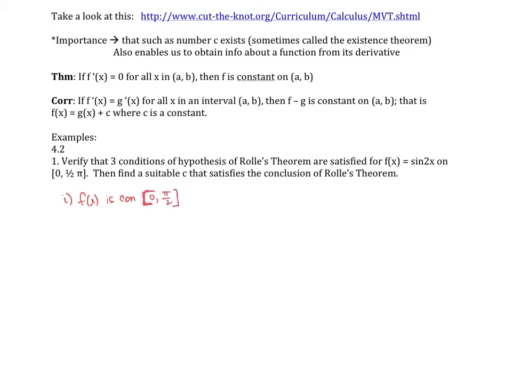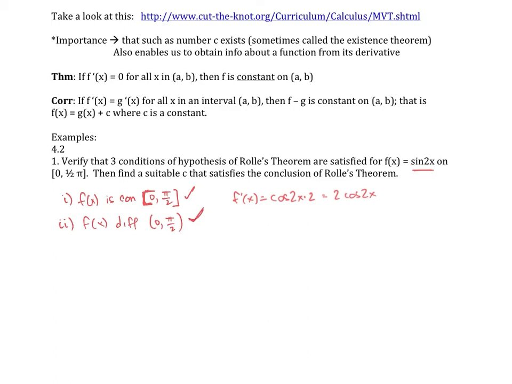Is it continuous on this closed interval? Yes. This sine of 2x, if you graph it, it will be continuous. Is f of x differentiable on the open interval from 0 to pi over 2? Let's go ahead and take this derivative. F prime of x equals cosine of 2x times 2, so we'll just say 2 cosine 2x. So yes, it's differentiable on this interval.